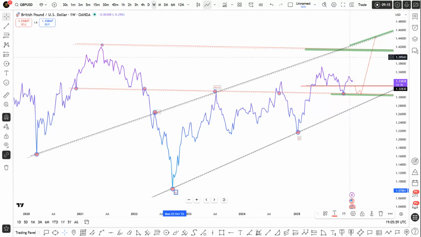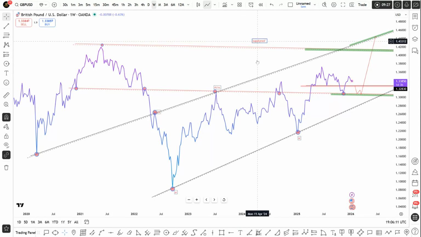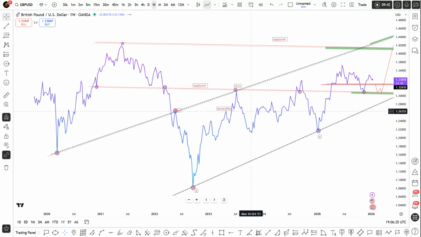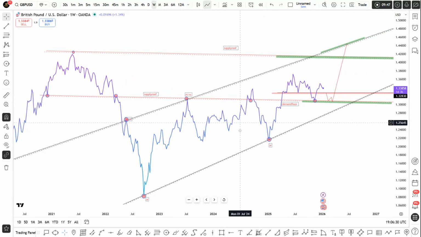So look, this is your roof and this is your floor. So it's important to know that market could update any one. This is your first supply roof, and so a previous supply roof broken became a demand floor based on the principles of break and retest. So we have here a demand floor, a previously broken supply roof that is now a current demand floor.